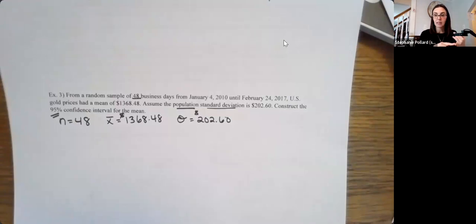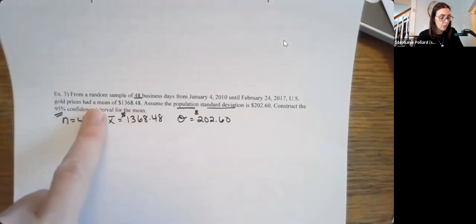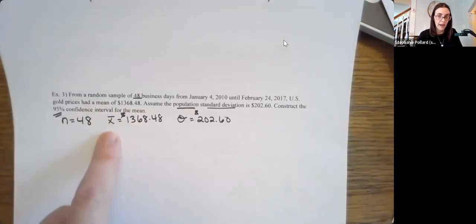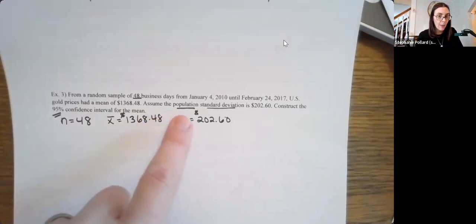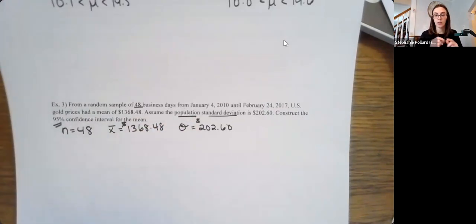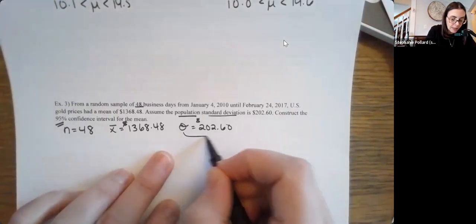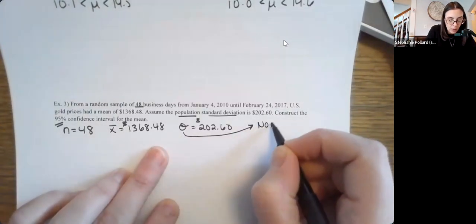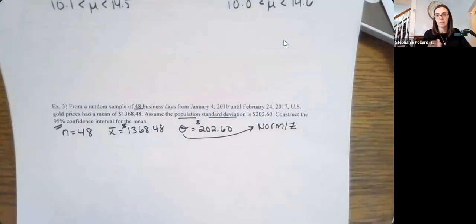Notice our sample size is 48. Our minimum to use these formulas is 30 if we don't know that the population is normal. So 48 is more than enough. The sample mean was 1368.48, so that's our X bar. And then we're told that the population standard deviation is 202.60. So because we have population data, we're using the normal or that Z curve instead. So our critical value would be our Z value here. Or if you're doing it in Excel, you're using the one that has the word norm in it, right? So for normal in this case.